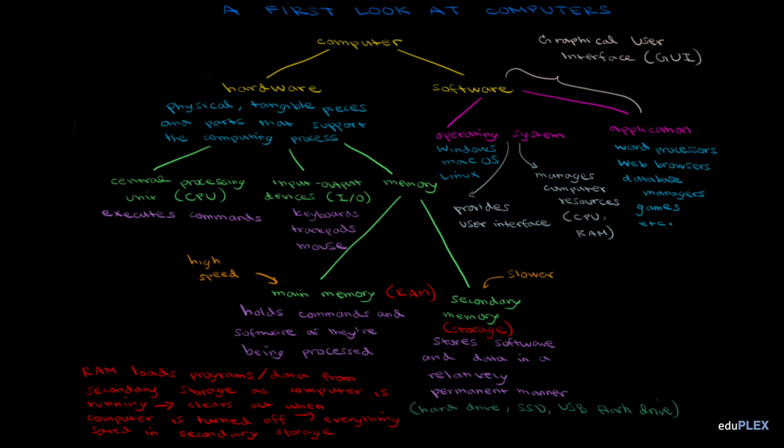So there we have it. That's our first look at a computer and the different parts of it that make it work. Hardware consists of CPU, memory, and I/O devices, but in order to make our hardware useful and basically bring it to life, we need software, the computer programs themselves.